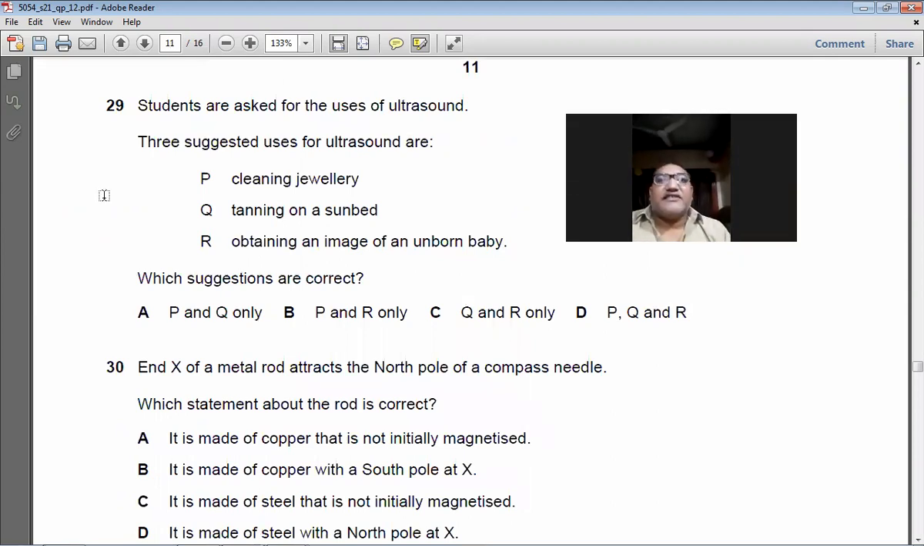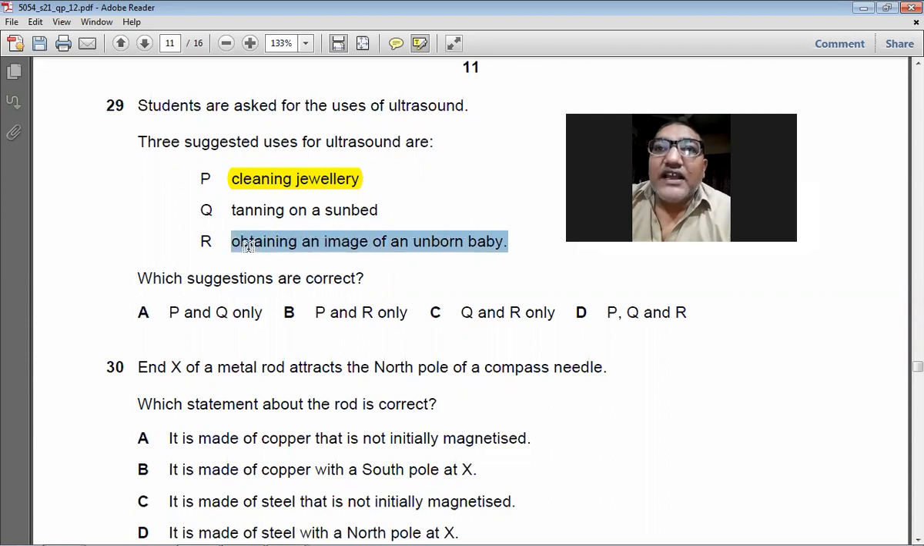Students are asked for the uses of ultrasound. Three suggested uses of ultrasound are: cleaning jewelry. Yes, ultrasound is used for cleaning jewelry. Tanning on a sunbed. No, that is wrong. Tanning on a sunbed is the use of ultraviolet rays, not ultrasound. Obtaining an image of an unborn baby, yes, we call it ultrasound, in the famous name ultrasound.